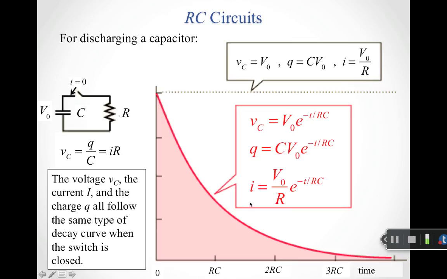And again, you can see that the voltage across the resistor and the voltage across the capacitor, if we're discharging, are exactly the same. Take this, multiply it by R, all it does is cancel that out, and I get the same expression for the voltage across the resistor as the voltage across the capacitor. So these are the two scenarios that we'll deal with in RC circuits, a charging capacitor and then a discharging capacitor.